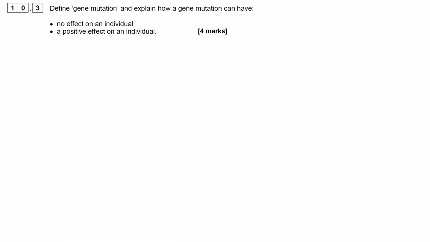Okay, the next part of the question is define gene mutation and explain how a gene mutation can have no effect on an animal and a positive effect on an animal. So we have to explain both the situation when it has no effect and when it has a positive effect on an individual. And that question is for 4 marks. Let's see what the mutation is and what effect it can have.